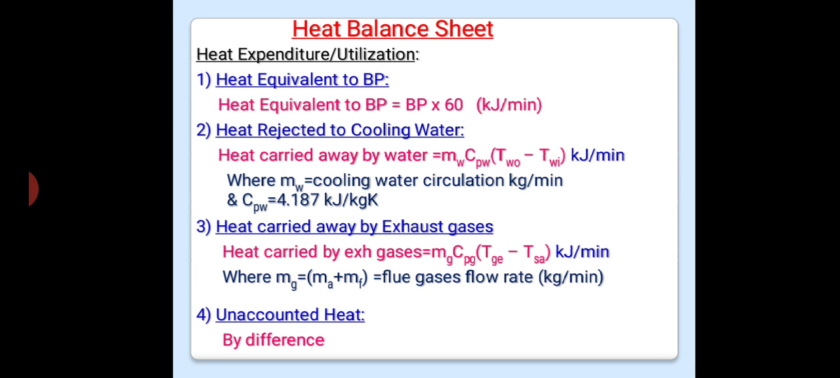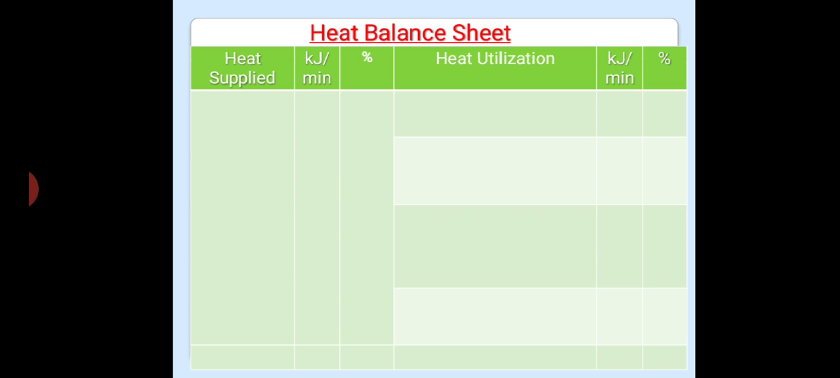Unaccounted heat. While calculating the unaccounted heat, we have to add: first, heat equivalent to BP; second, heat rejected to cooling water; third, heat carried away by the exhaust gases. Whichever value we get after adding, we subtract it from the heat supplied, so we get the unaccounted heat losses.